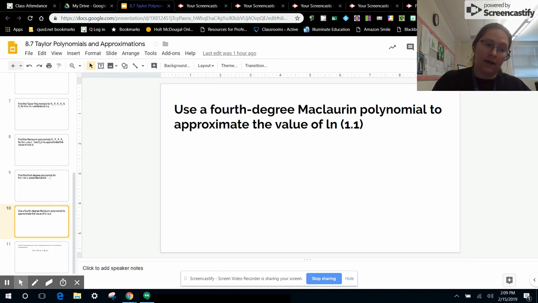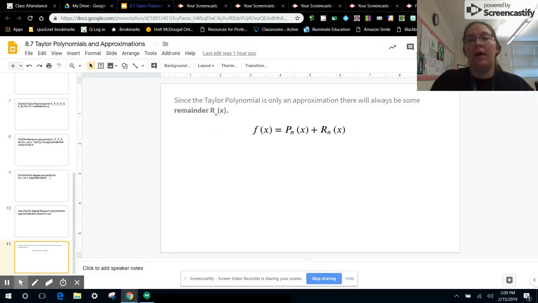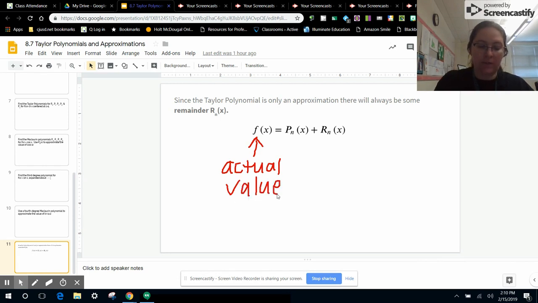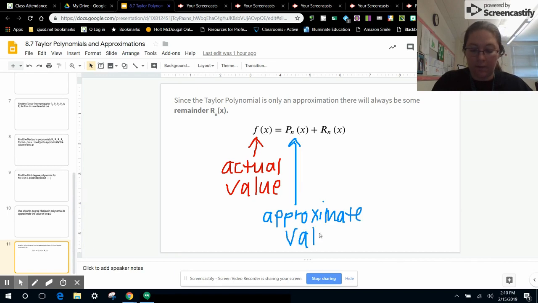So we're going to look at the last slide then. And this one is just a definition. Our polynomials are approximations. They're not exact values. So as a result, there will always be a remainder. We call this remainder r sub n. And so the actual function value, f of x, is always going to be the approximate value plus some remainder.